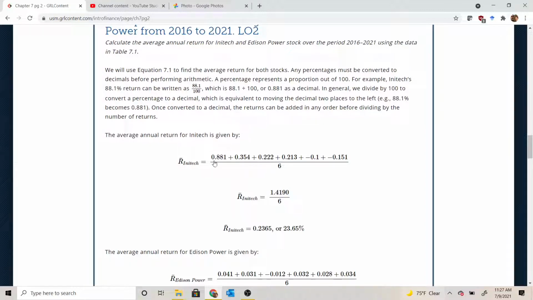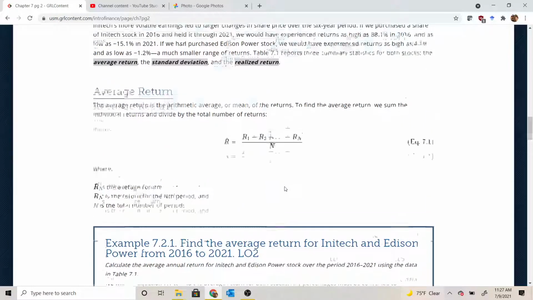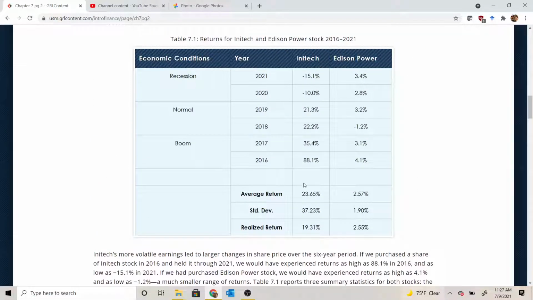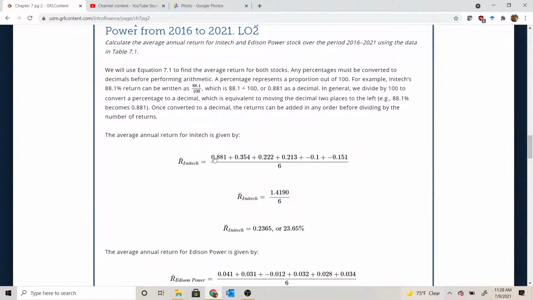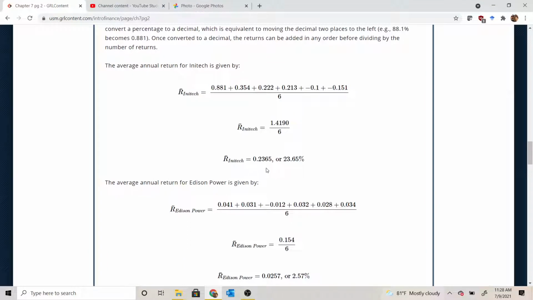year by year and add them up. And I did them starting in 2016, running up through 2021. So the first one was 88.1%, the second one was 35.4%, and so on all the way to the minus 15.1% in 2021. So that's exactly what we've got here. We're just adding them all up, being careful to make sure we record the negative returns as negatives. So we're actually going to subtract the 10% here and subtract the 15.1% here. We had 6 total returns, so we'll just divide by 6 once we add those up, and we'll get an average of 23.65%.